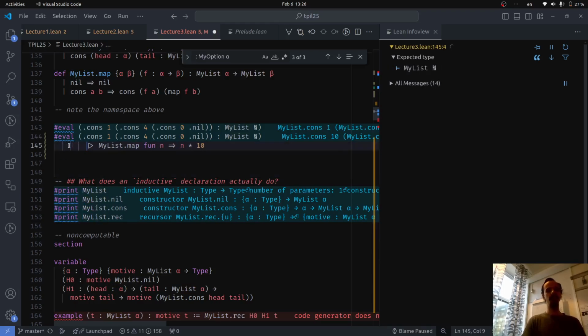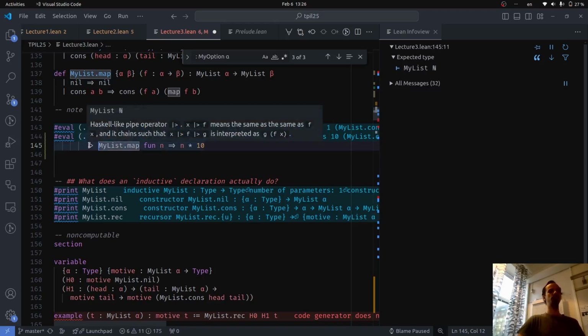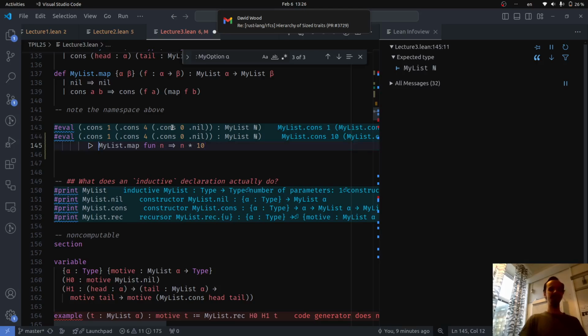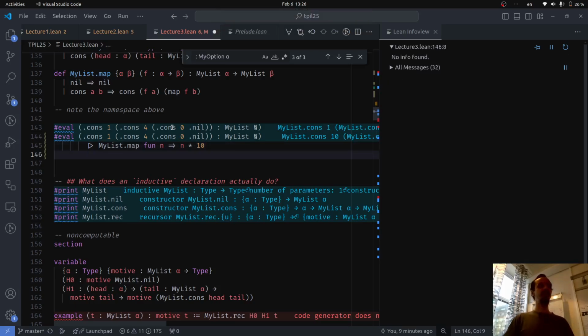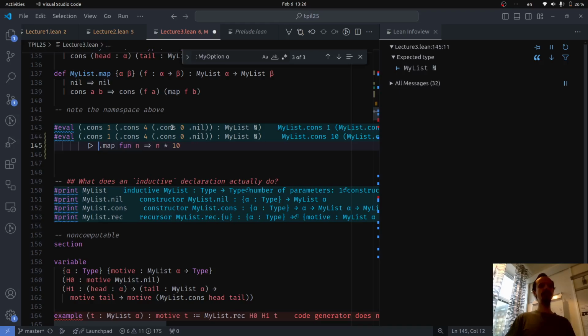Right, because here this pipe operator is doing the reversal, the reversed function application. So yes, you're right. And dropping the mylist doesn't work.